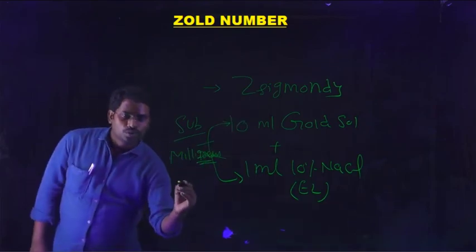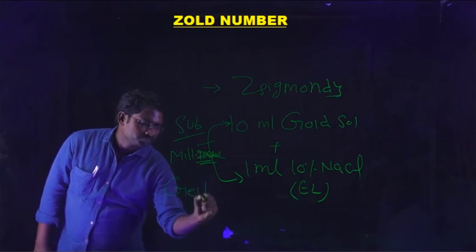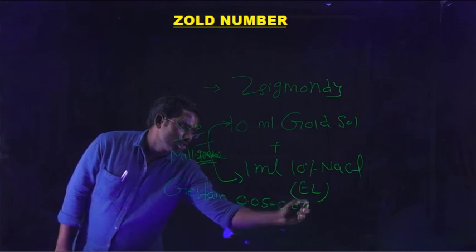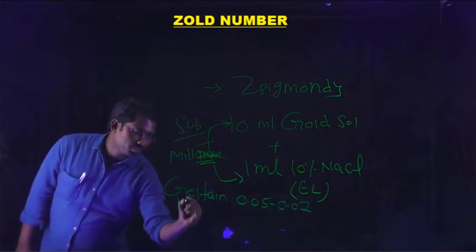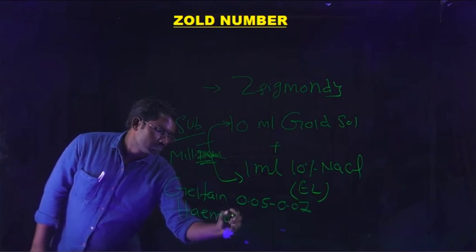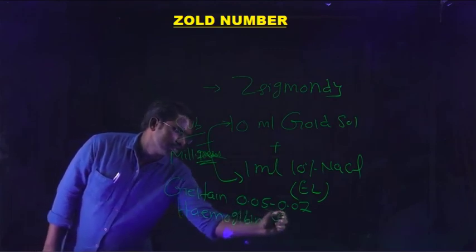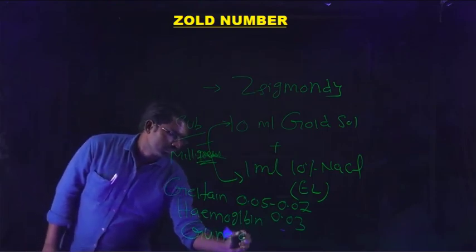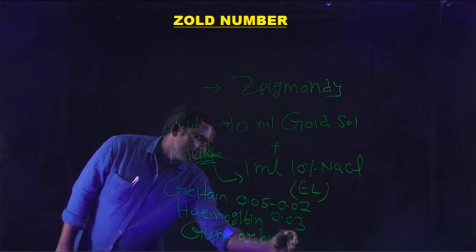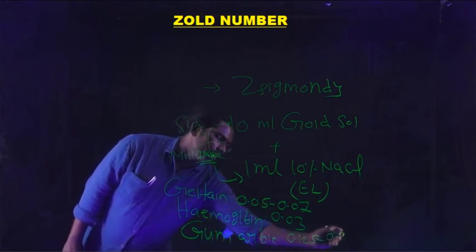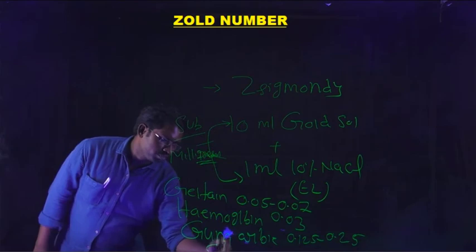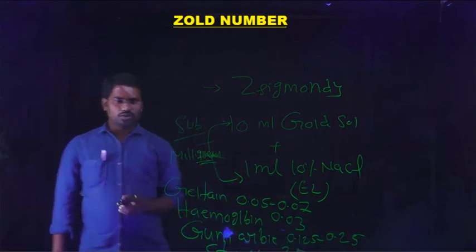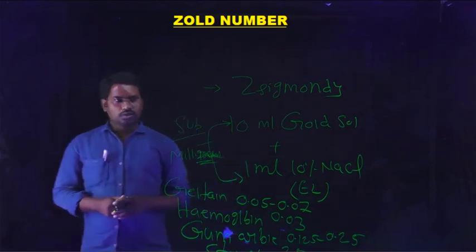For example, gold number of gelatin is 0.05 to 0.07. Gold number of hemoglobin is 0.03. Gold number of gum arabic is 0.15 to 0.25. Gold number of potato starch is equal to 25. So this is about the gold number.